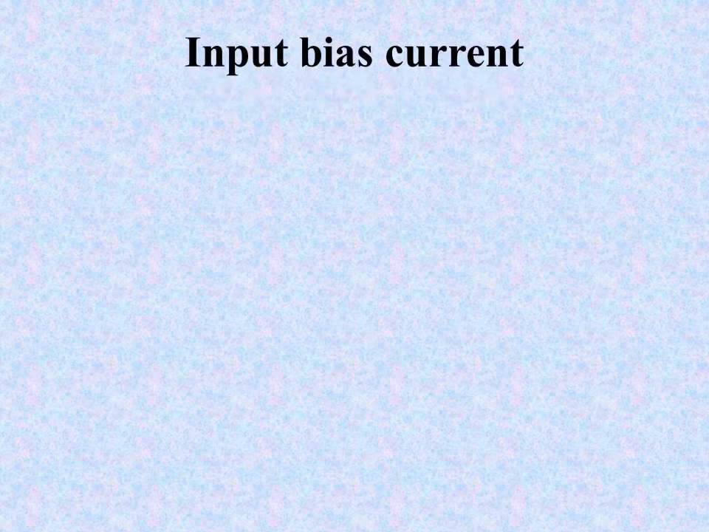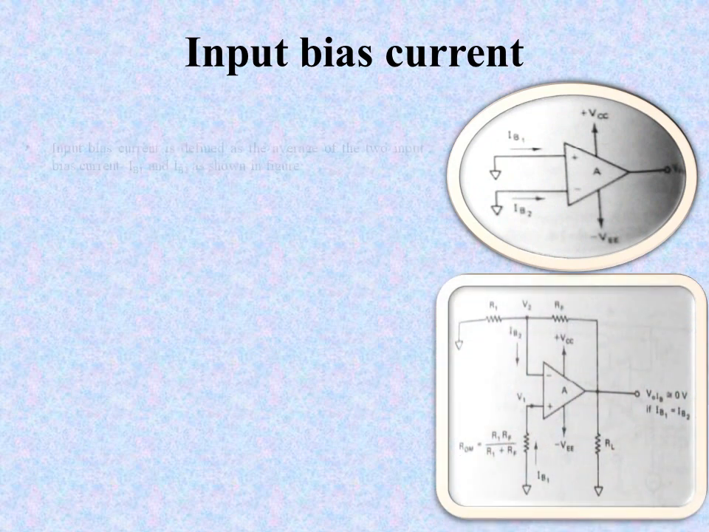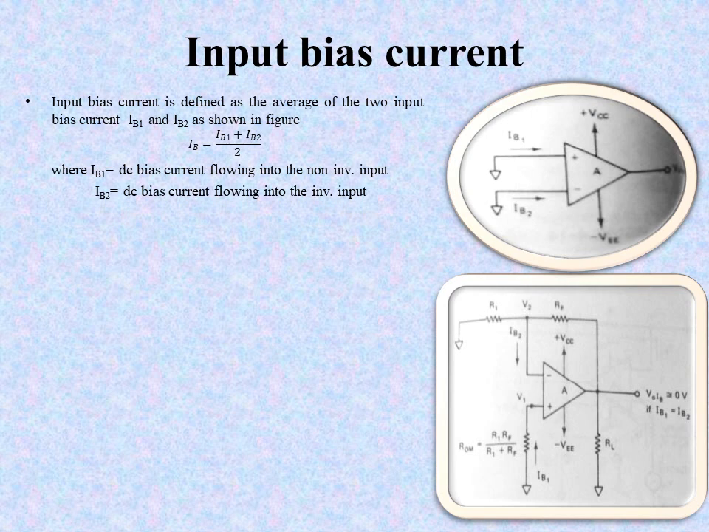Now we'll discuss input bias current. Its definition we have already studied, but we'll discuss once more. The input bias current is defined as the average of the two input bias currents IB1 and IB2 as shown in the figure. So basically input bias current is (IB1 + IB2)/2. Here IB1 is the DC bias current flowing into the non-inverting input, and IB2 is the DC bias current flowing into the inverting input.